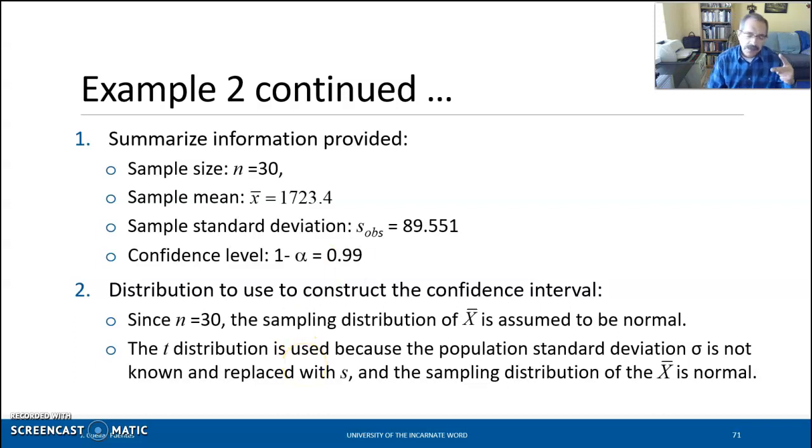The second step is to justify the use of the t-distribution. In this case, they don't tell us anything about the population distribution of the strength of the insulators, but they tell us that the sample size is 30. So relying on the central limit theorem, because the sample size is 30, we can safely assume that the sampling distribution of the mean is normal. Now, the population standard deviation is not known, and we're going to use the sample standard deviation, which is known right here.